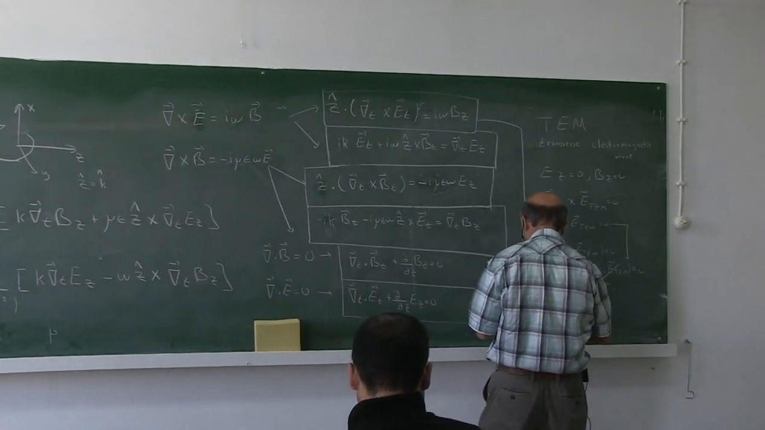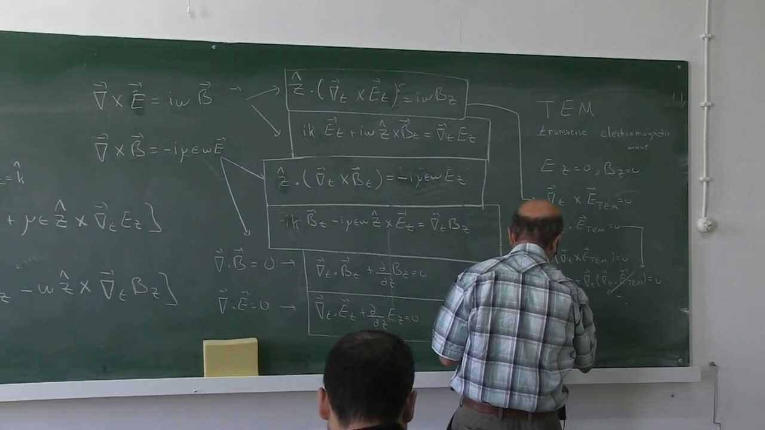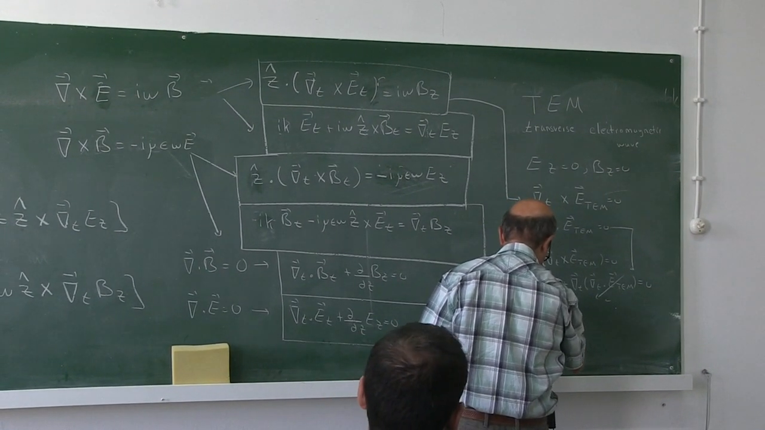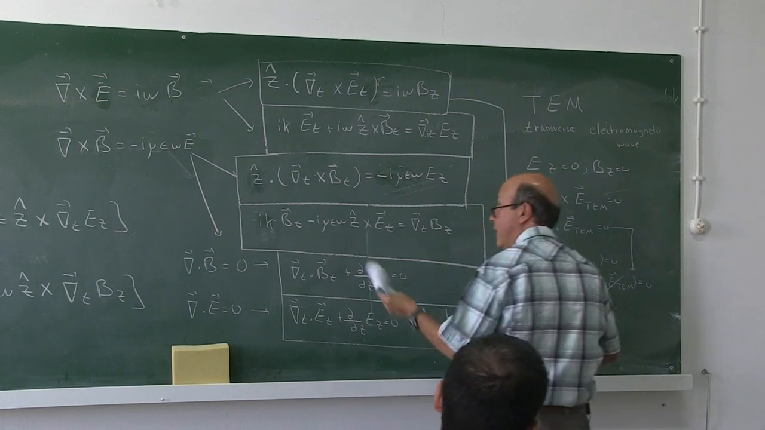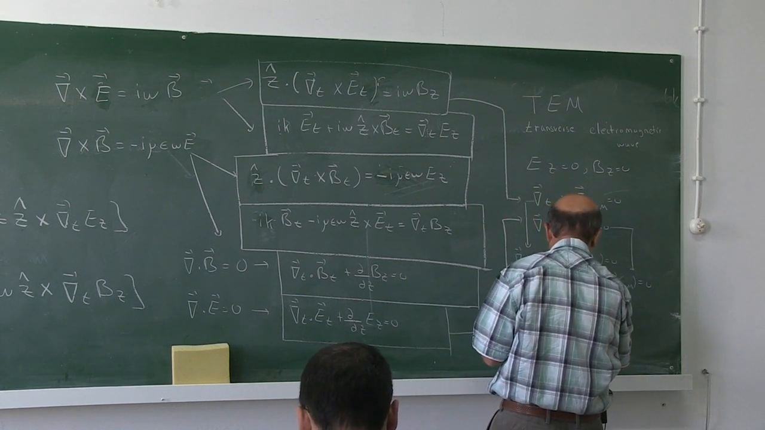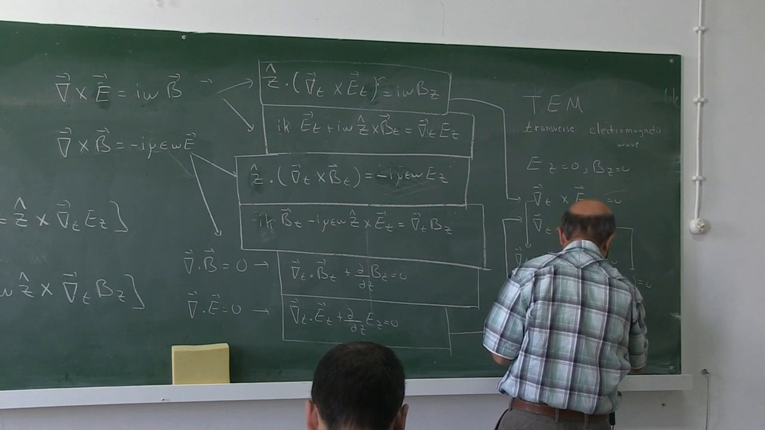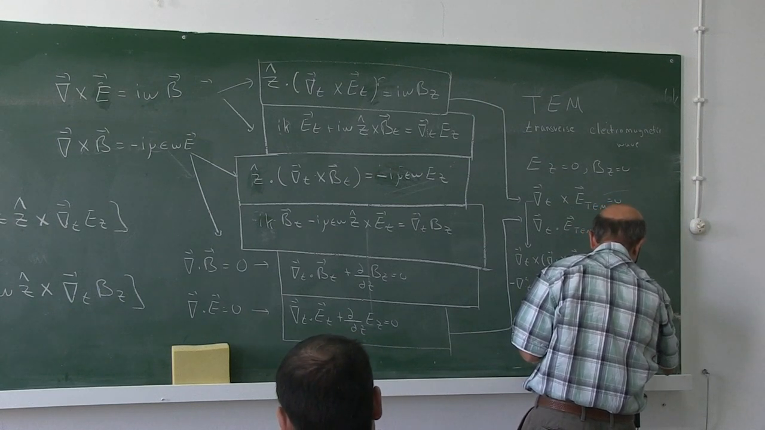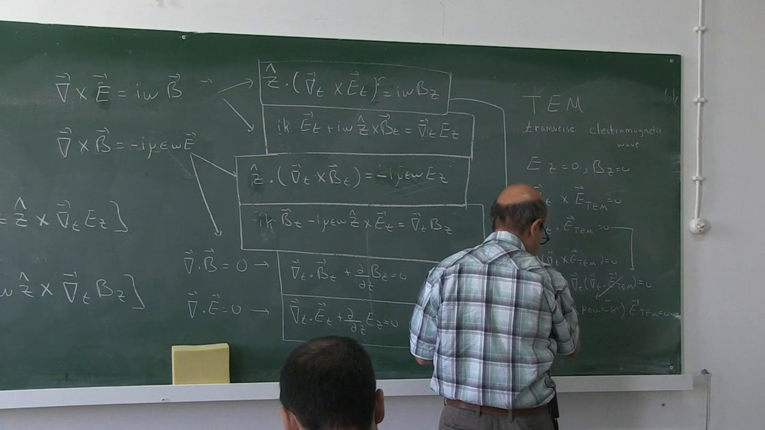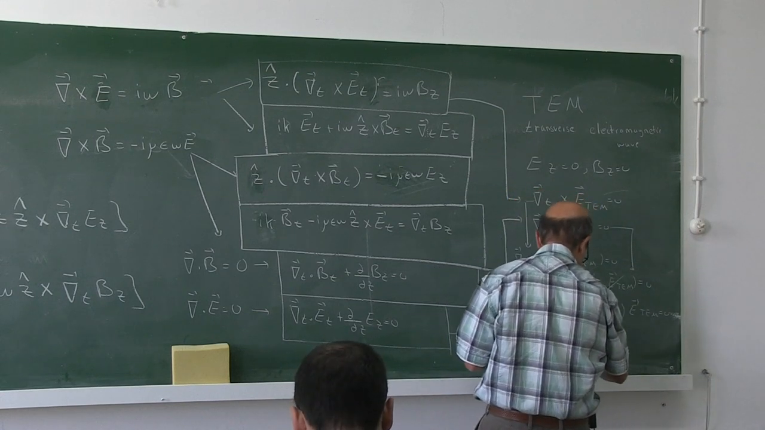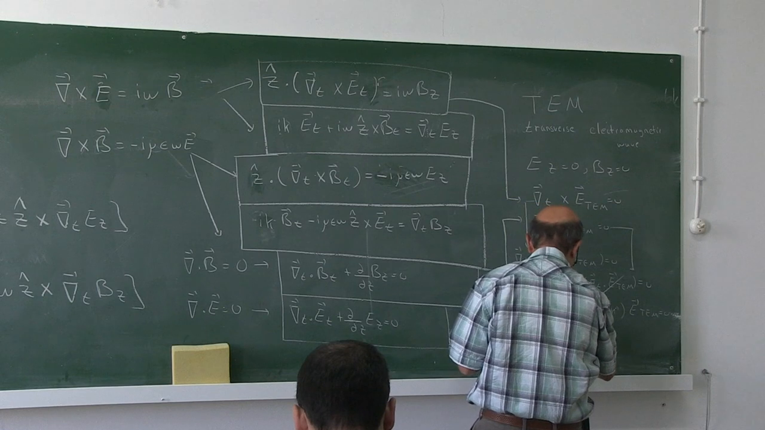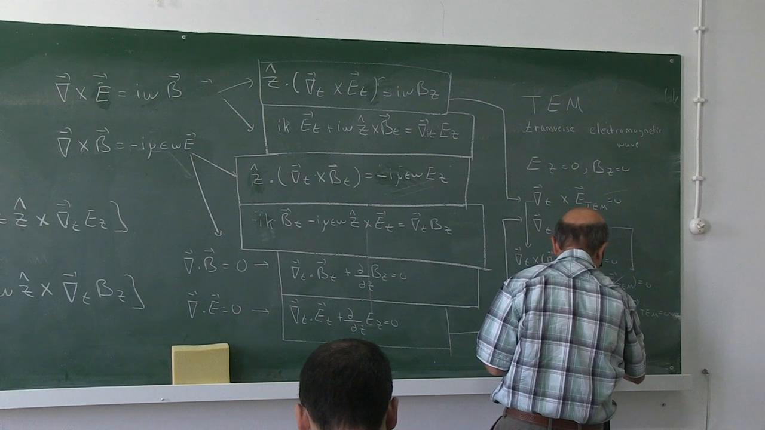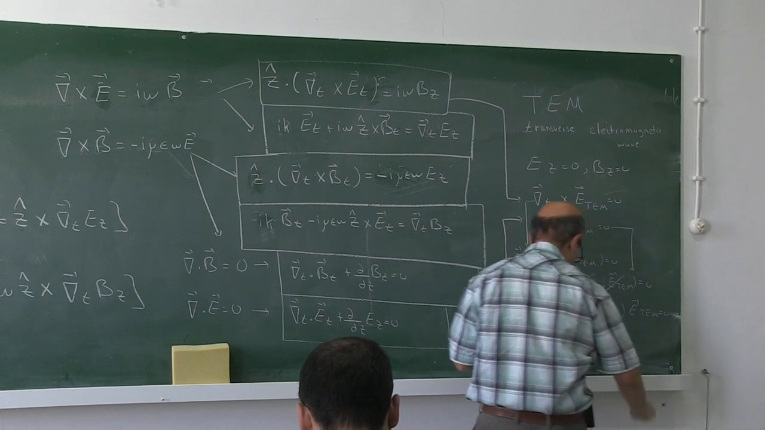If you write a wave equation, Laplacian of E_TEM plus mu epsilon omega squared minus k squared, E_TEM has to be zero. This is the wave equation. And I know this is zero from the above statement. And therefore, we obtain a dispersion relation: k is equal to omega times square root of mu epsilon.